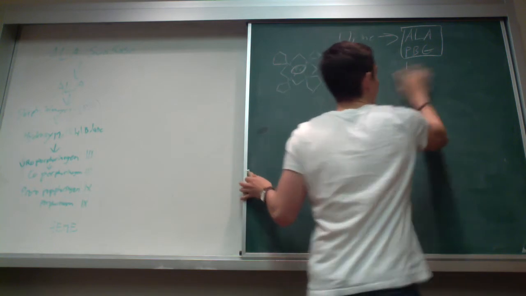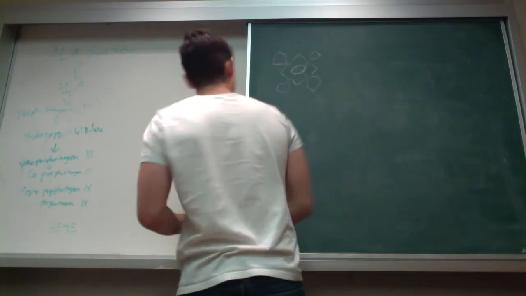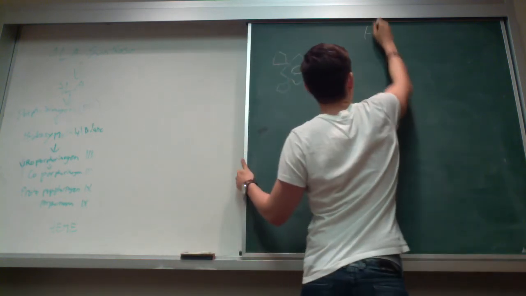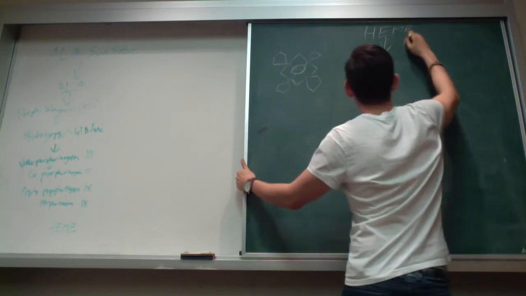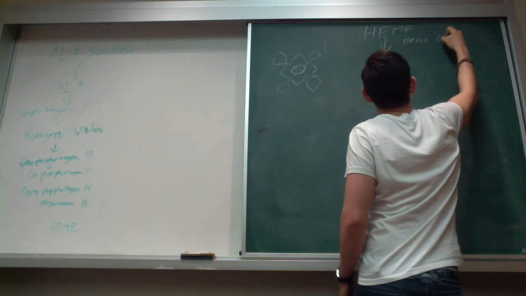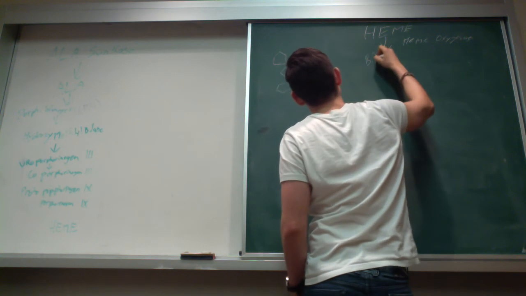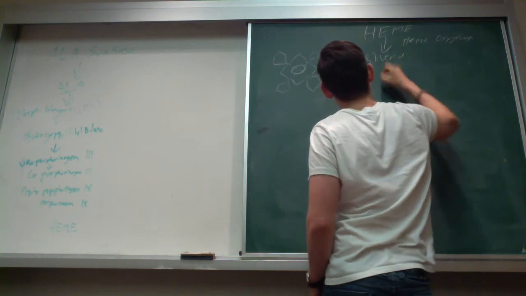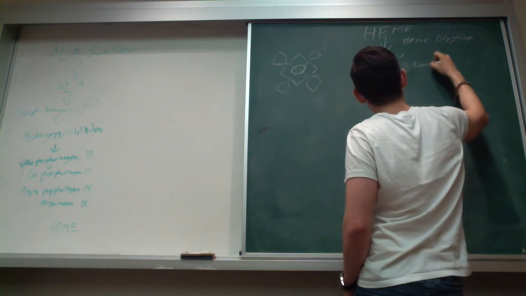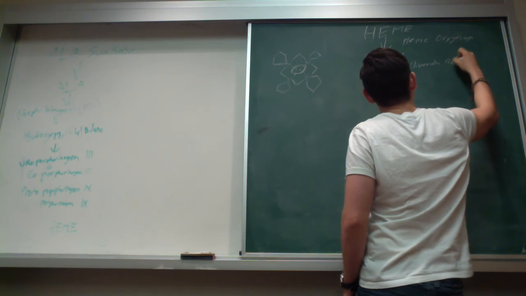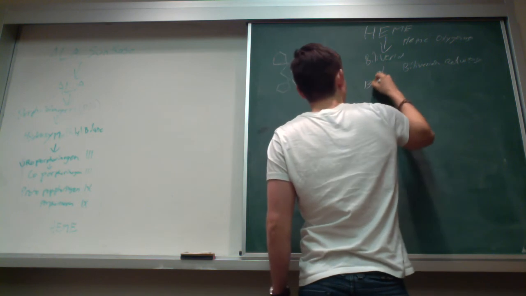Okay, now moving on to heme degradation. So heme is actually broken down into bilirubin. And to do that, there is heme oxygenase, which breaks it down into biliverdin, and then biliverdin reductase breaks biliverdin into bilirubin.